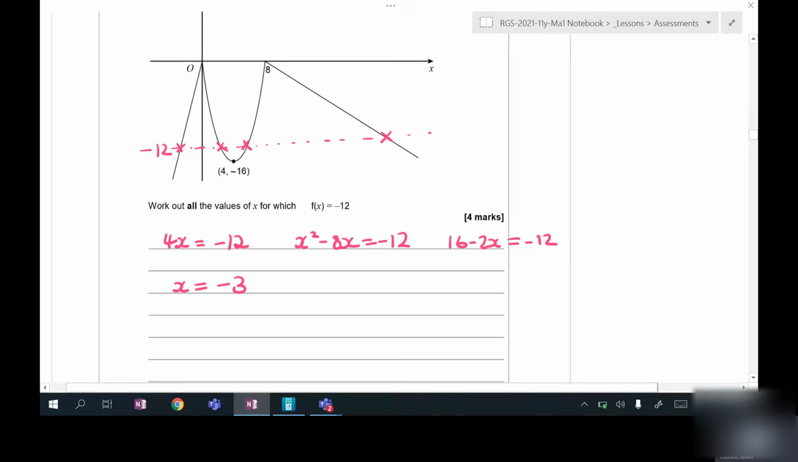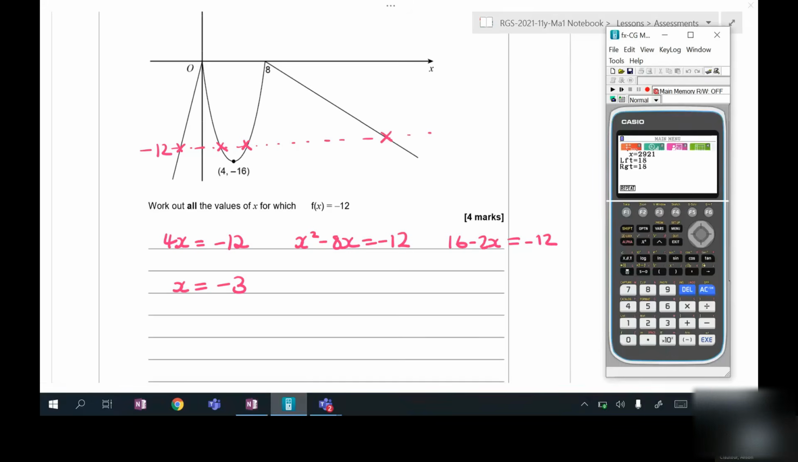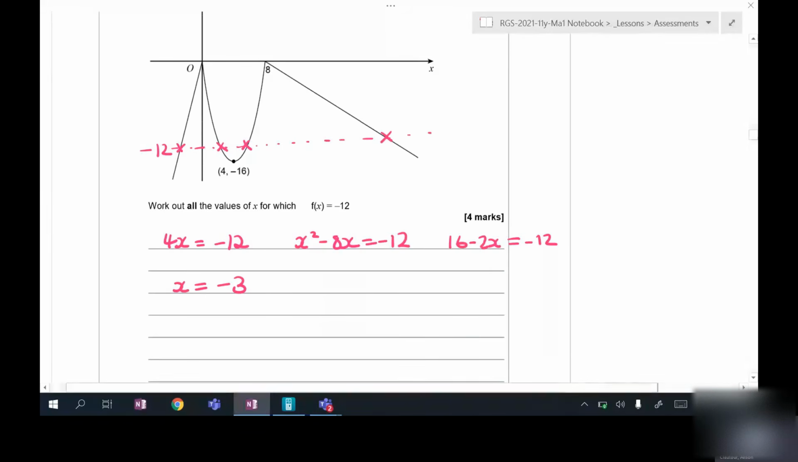For the second one, you might want to draw x squared minus 8x and then draw minus 12. If you change the view window, so press view window, standard, you can normally see most things on there, and then scroll. It only went down to minus 10, so if you scroll down a little bit, you can see the graph. Press G solve and intersect. It tells you x is 2, and press the arrow across, and x is 6.